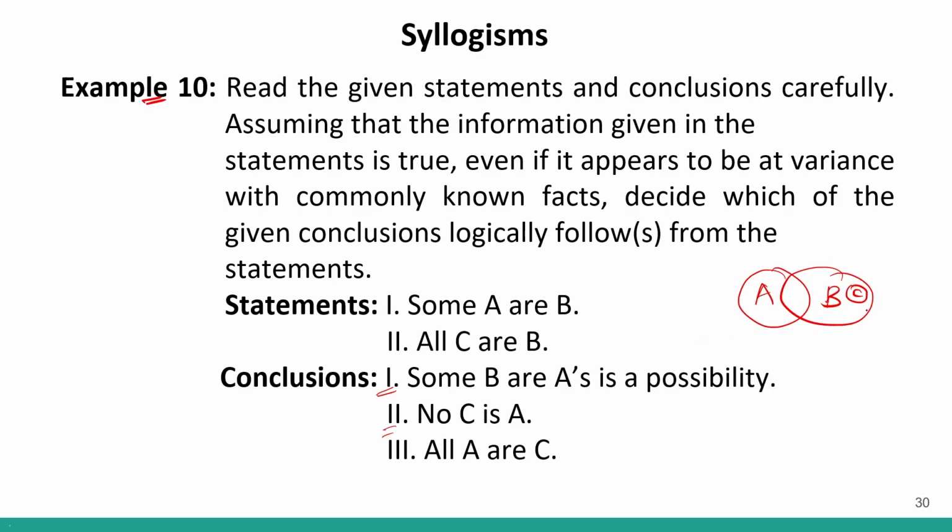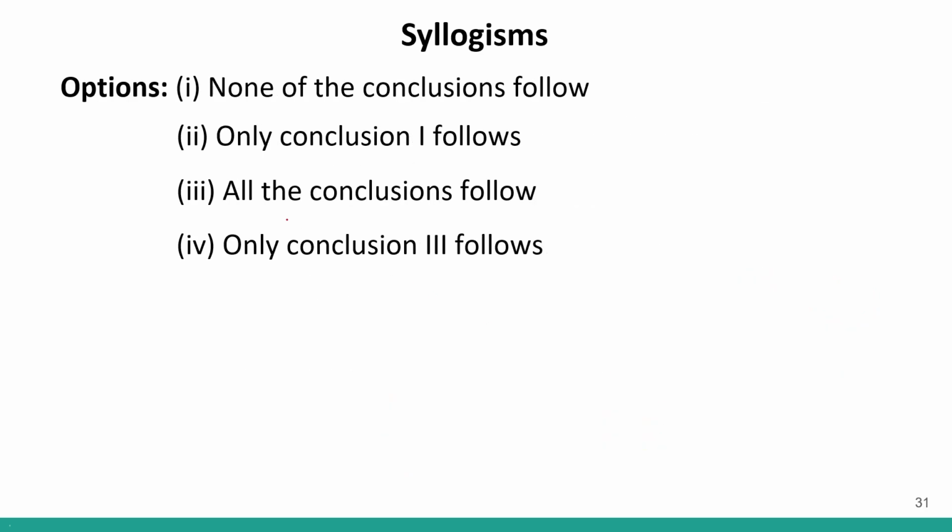This is a possibility. So this is false because it is not definitely true. This one is a true statement. Third one says all A are C. All A are C? No, because I can see over here C is smaller and A is bigger. So this is also false. So my answer will be that only conclusion 1 follows, which is given in option number 2. This will be the correct answer to this question.